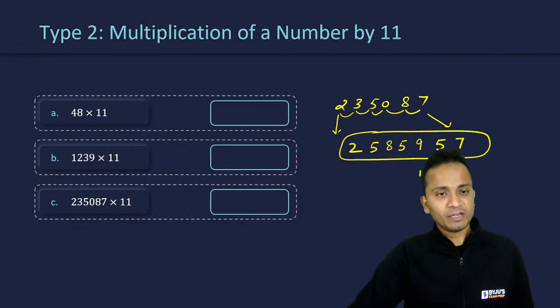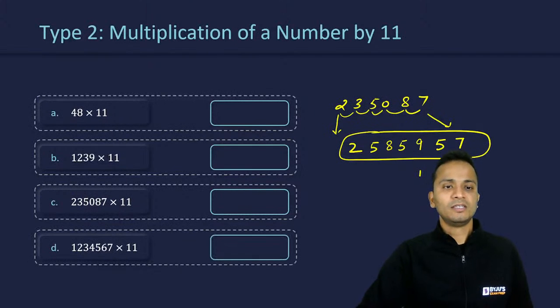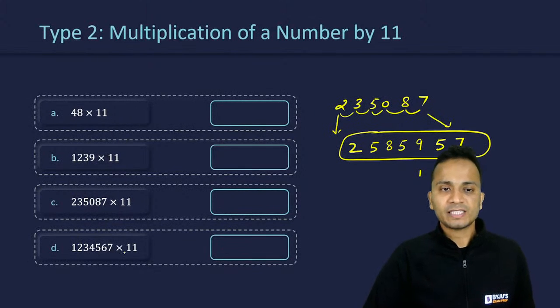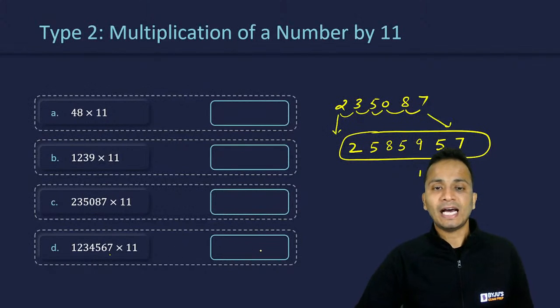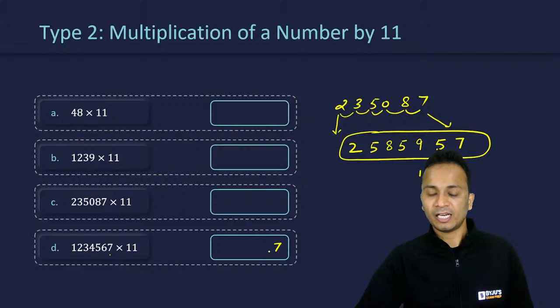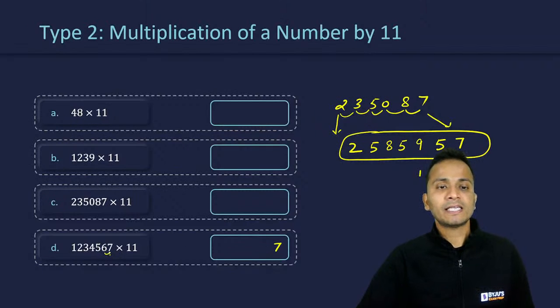Correct. Let me take one more example. 1, 2, 3, 4, 5, 6, 7 when multiplied by 11. So first of all, 7 as it is. I'll write the number, final answer in the box. Then 6 plus 7 is 13. 1 carry forward. 5 plus 6 is 11. Plus 1, 12. Again 1 carry forward. 4 plus 5 is 9. 9 plus 1 is 10.